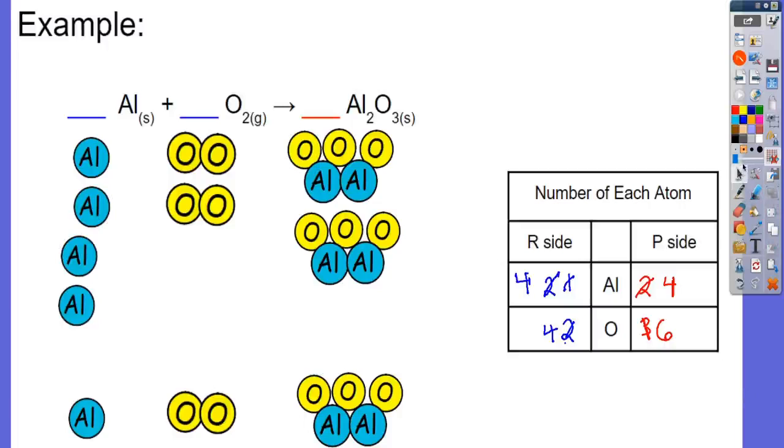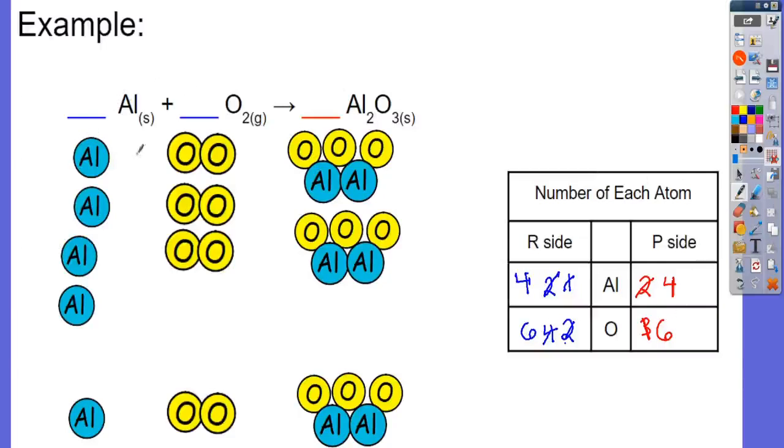Now I can go and fix my oxygens. I have 4 oxygens on my reactant side, 6 on my product side. So I'm going to add 1 more oxygen here. And let me recount. 1, 2, 3, 4, 5, 6. So 4 is no longer my amount. I now have 6. So I have 4 and 4 aluminums, 6 and 6 oxygens. My reaction is balanced. So I'm going to update my coefficients.